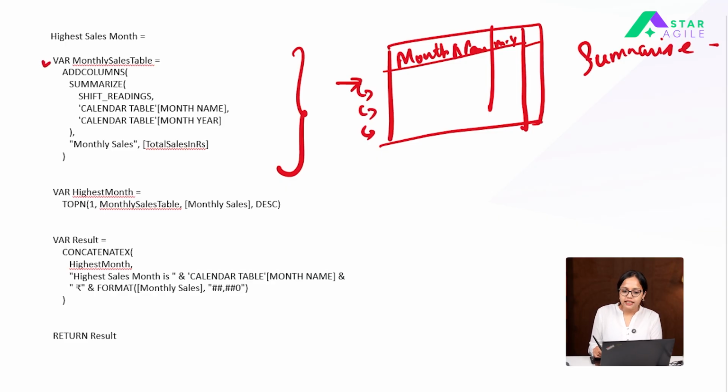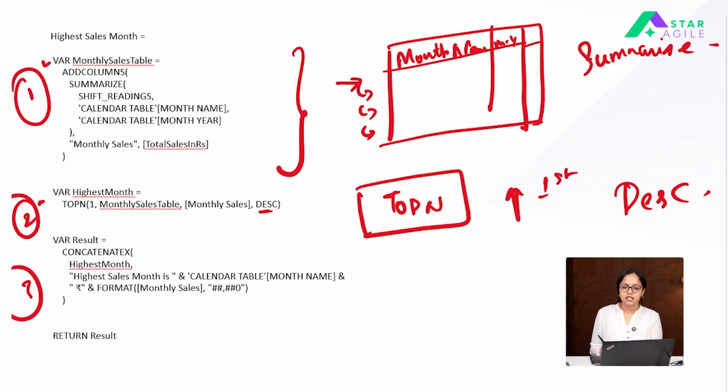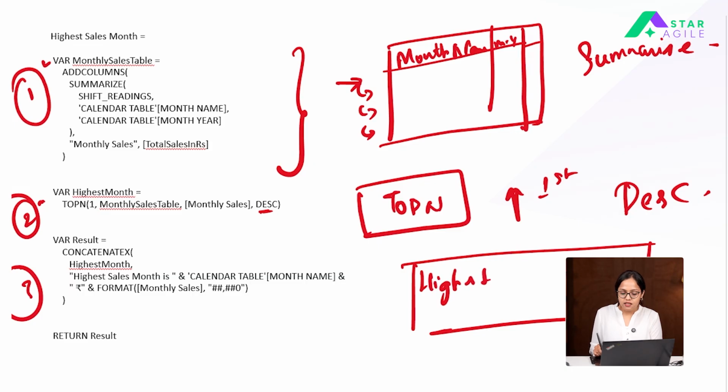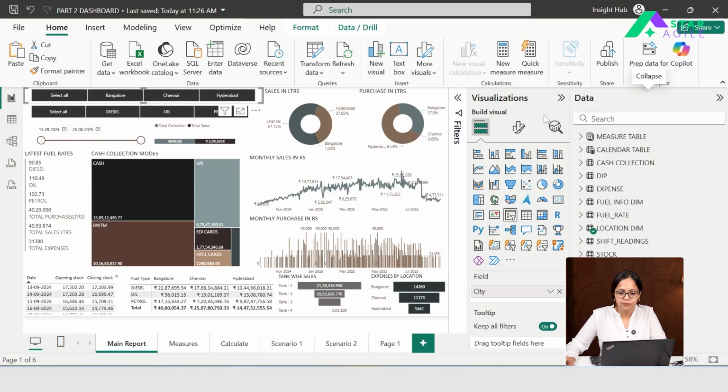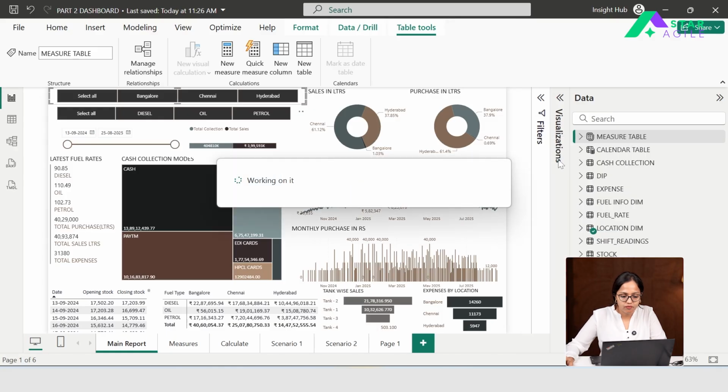Secondly, in that particular table, you're going to use a TOPN function and you're supposed to get the first highest record because you're going to arrange it in descending order. So that is the second variable. And the third variable is a result where you're just going to put everything into place in a beautiful card, mentioning that the highest month is so and so with the highest sales. Got it? This is the funda. So let's try to replicate this. How am I going to do this? Create a new measure.